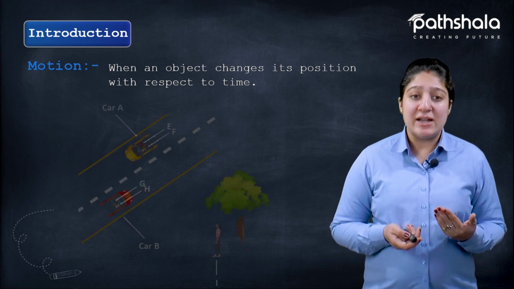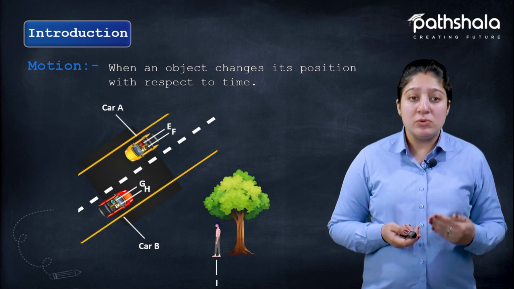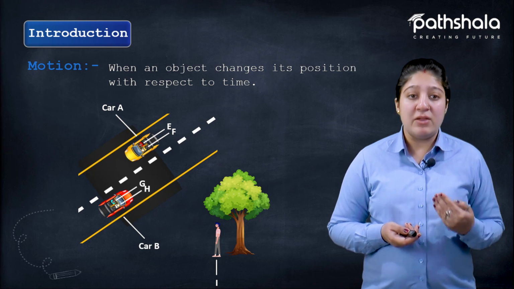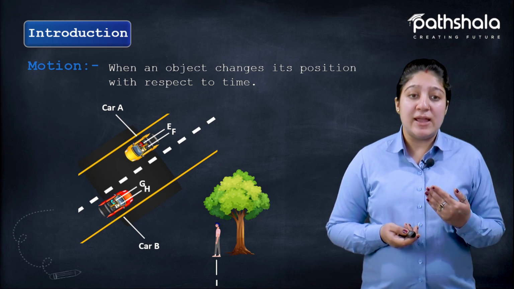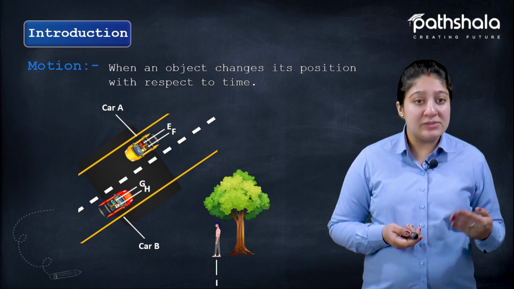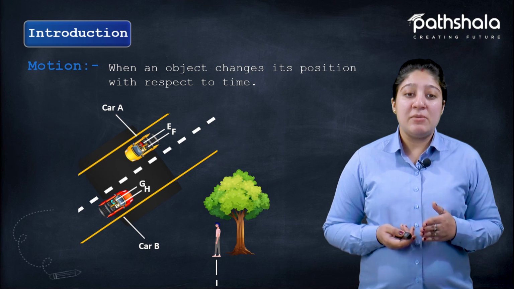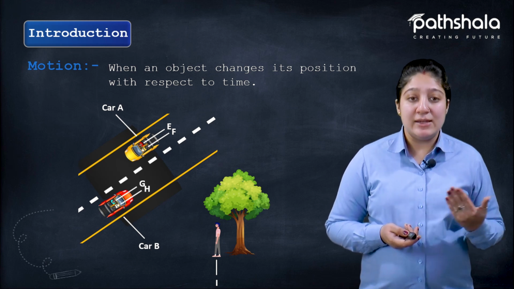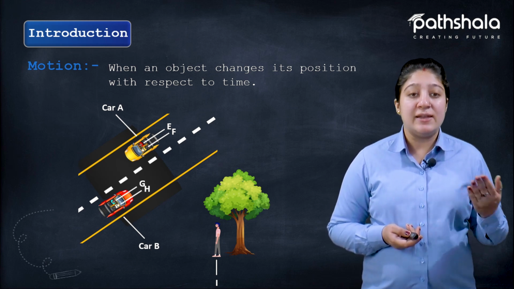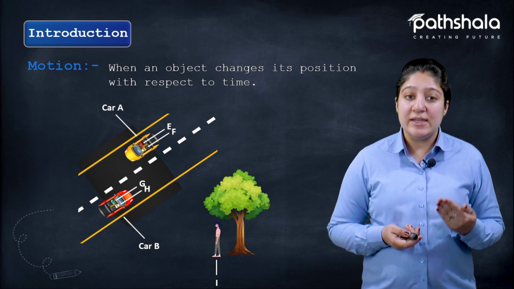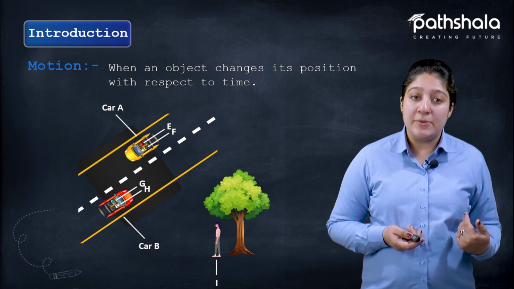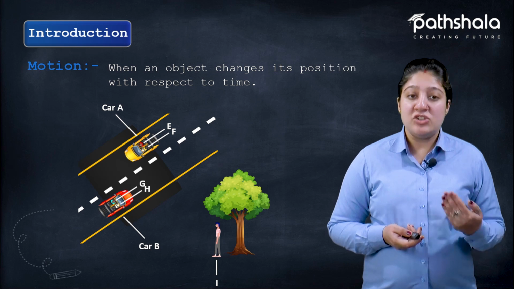So how do we exactly define motion? Let's understand by this image. Here two cars are there, car A and car B, which are running at some speed. Car A is running at a higher speed than car B. Then in the image, a person, I, is standing near the tree, and in car A two persons are sitting, E and F, and in car B two persons are sitting, G and H.